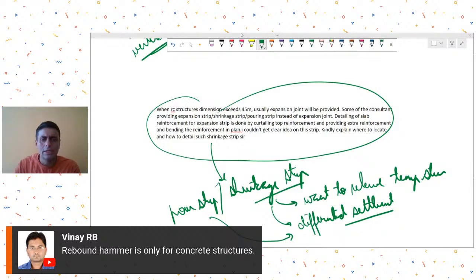So what you could do is that you could do the rebound hammer, get the values, then take the brick sample, bring it to lab, do a destructive testing over there, and then try to form certain correlation between the rebound hammer values and the values that you are getting from compression results. So such type of calibration can be done for brick samples also in rebound hammer.